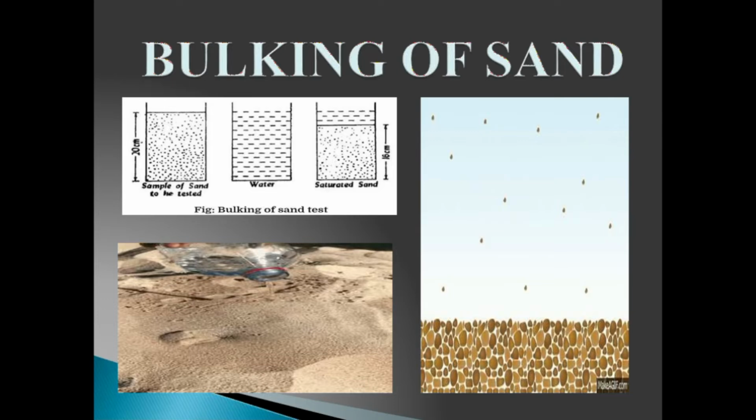The first test we are going to see is bulking of sand. Bulking of sand is nothing but the increase in volume of sand. The free moisture content in fine aggregate results in bulking of volume. Free moisture forms a film around each particle. This film of moisture exerts what is known as surface tension, which keeps the neighboring particles away from it. Similarly, the force exerted by surface tension keeps every particle away from each other. Therefore, no point contact is possible between the particles. This causes bulking of the volume.